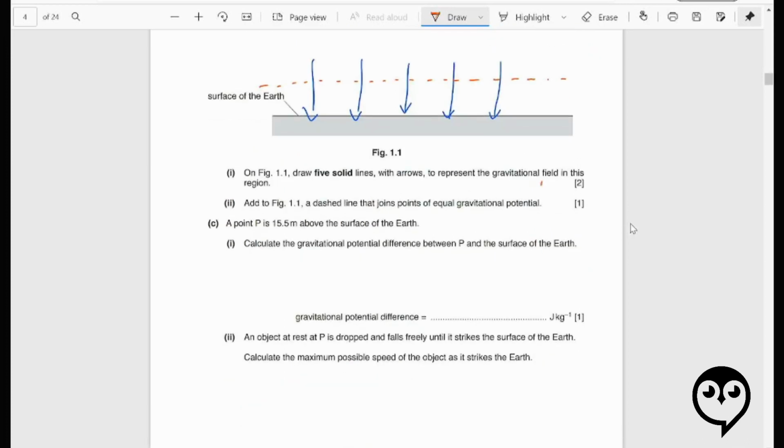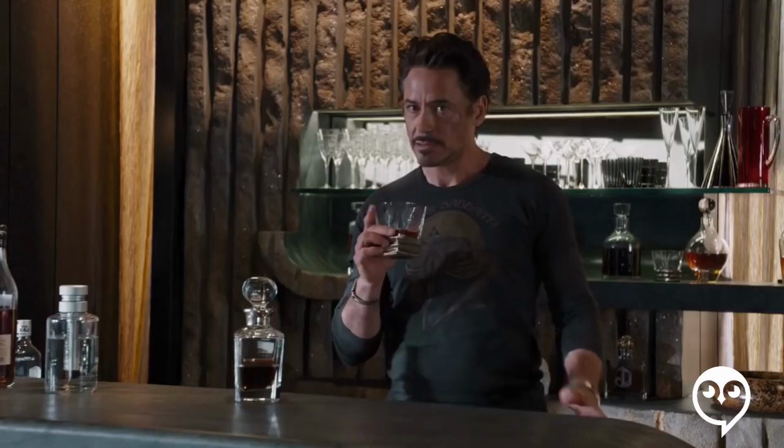Okay, calculate the gravitational potential difference between P and the surface of the Earth. Okay, so P is okay. Right, so gravitational potential is G big M little m. Oh, that's the energy. It's big G M over R. Not a great plan.